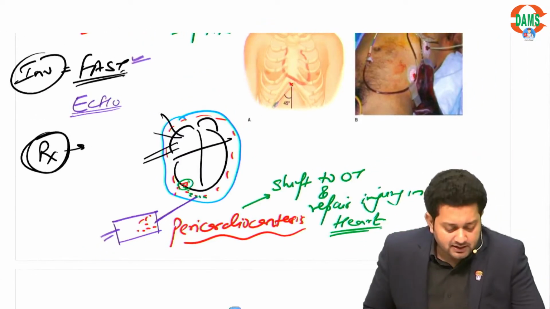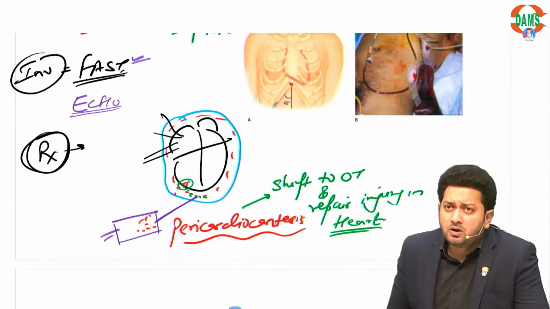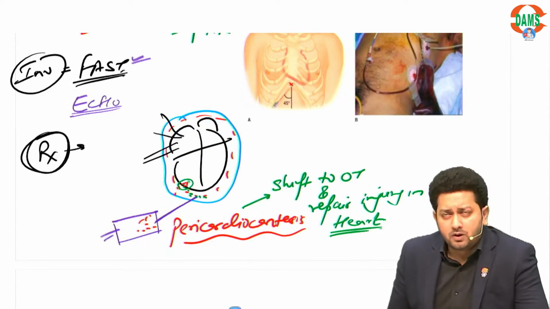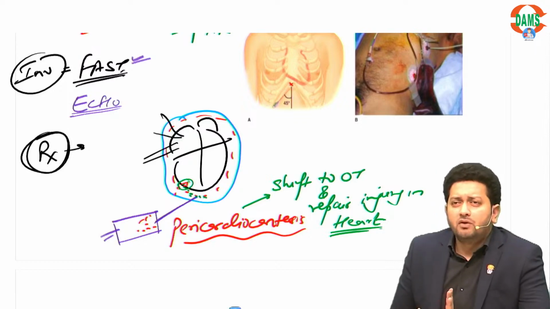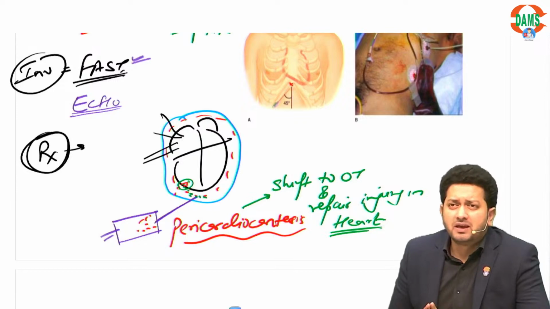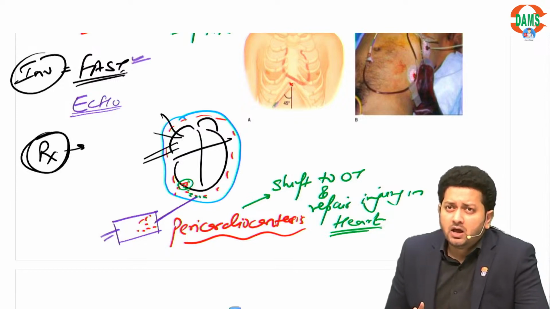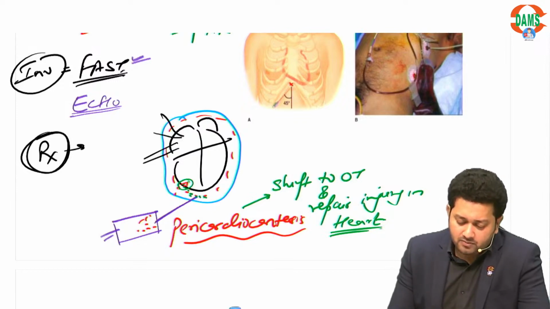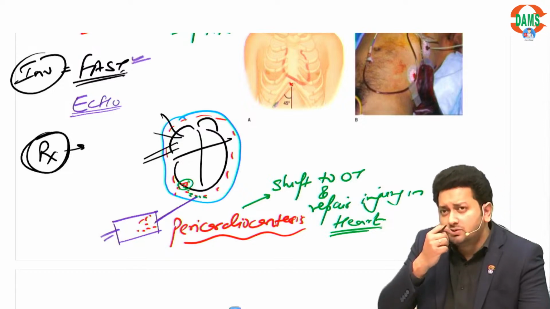Okay, so this is about cardiac tamponade. This is about cardiac tamponade. Very dangerous injury, and the patient can die in these cases. So you have to be very vigilant, and you have to do some life-saving intervention.